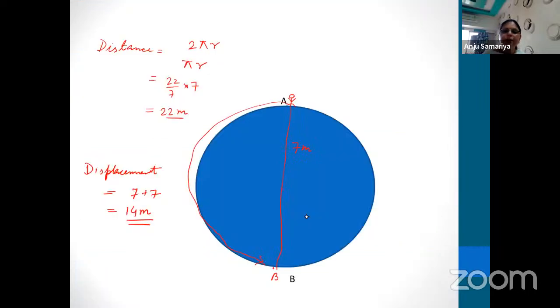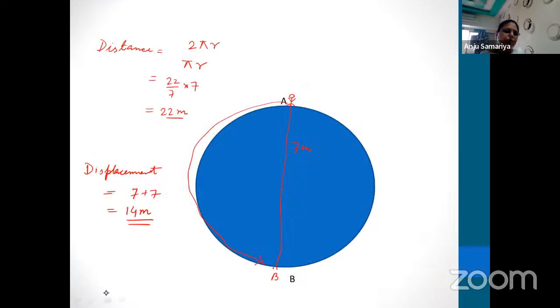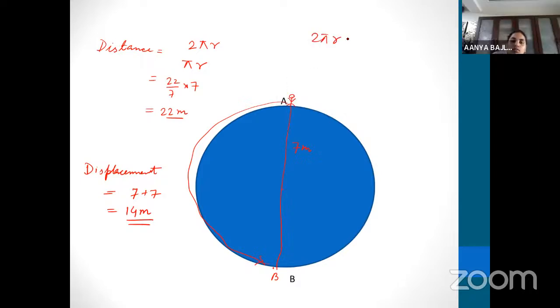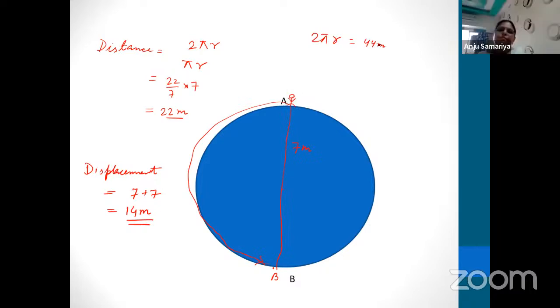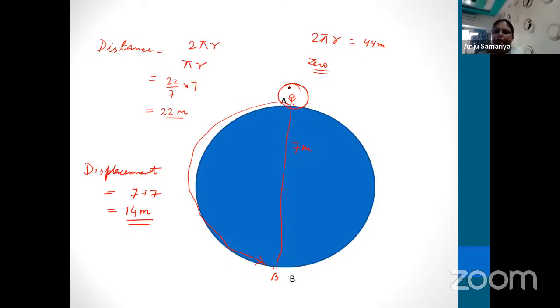Let us go back to the previous one. Now, this boy cycled the entire circle and came back to the original position A. So when he comes back to the original position A, the distance traveled will be 2 pi r, that means 44 meters, whereas the displacement will be zero, as he has come back to the original position.